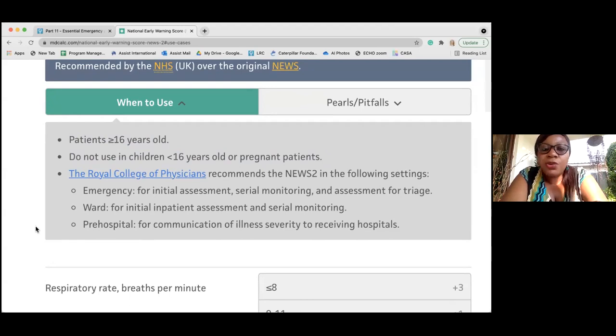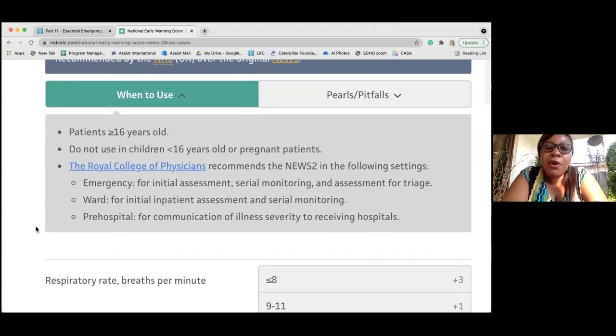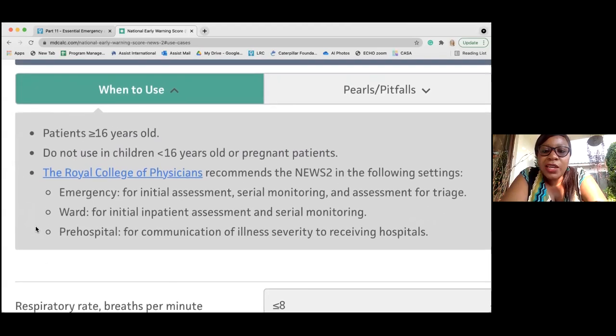When can you use this? The Royal College of Physicians recommends using the NEWS score in the following settings. It could be in an emergency or acute setting during your initial assessment of a patient. You could also use it to monitor your patient to check if they're improving or deteriorating. And you could also use it during triage as you are sorting out your patients according to illness severity. In a lying-in ward, you'd want to use your NEWS score for inpatient assessment and also serial monitoring for improvement and deterioration.